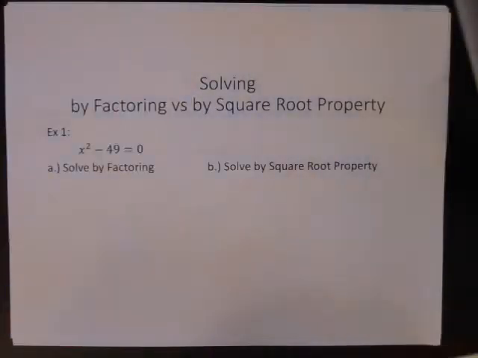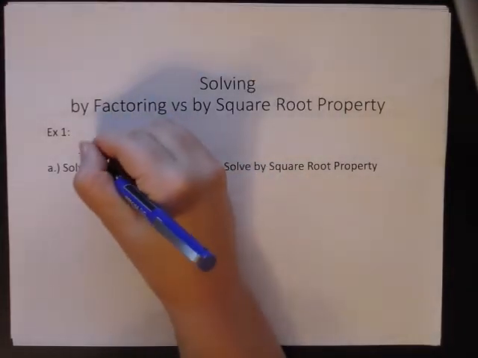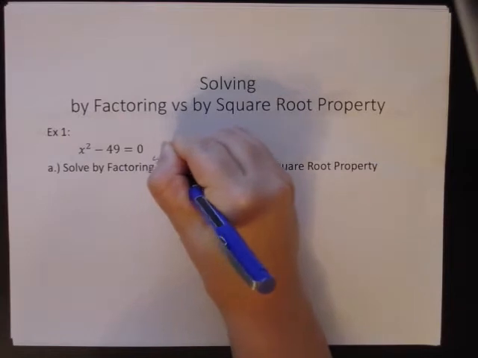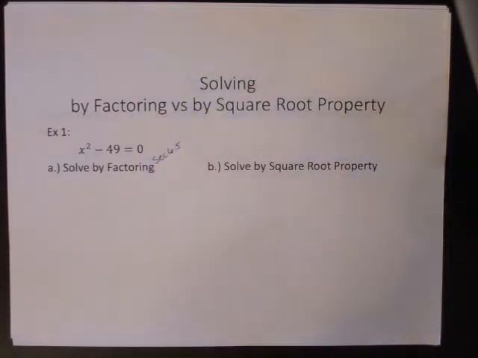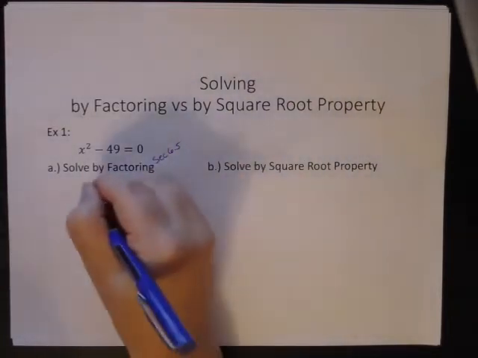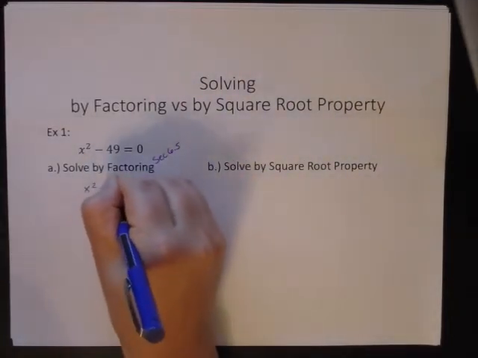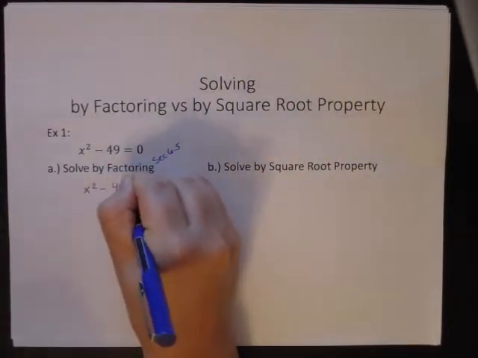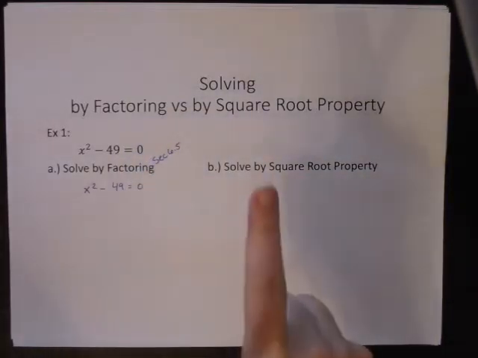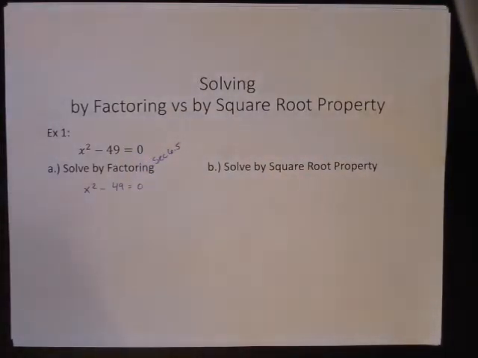Okay, so solving by factoring versus solving by the square root property. This would be section 6.5. We have x squared minus 49 equals 0. If we solve that by factoring, we have two terms, so it could either be a GCF or a difference of perfect squares.